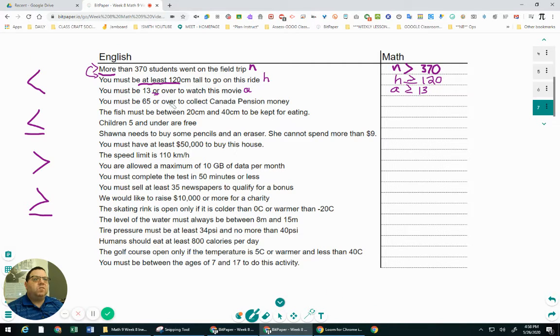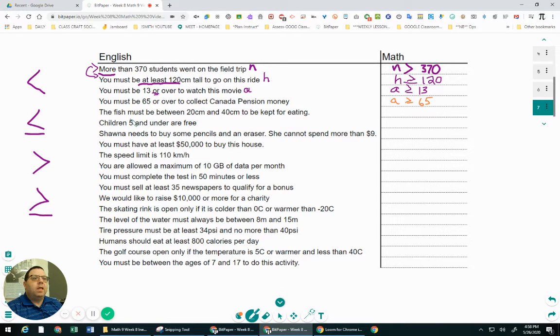You must be 65 or older. So again, let's do age. You must be 65 or older. Okay, so if you are 65, you can go. You don't have to wait till you're 66. It says you can be 65 or over.